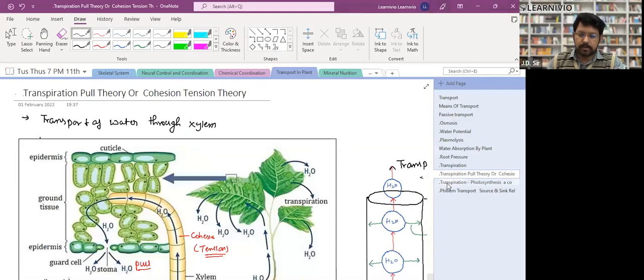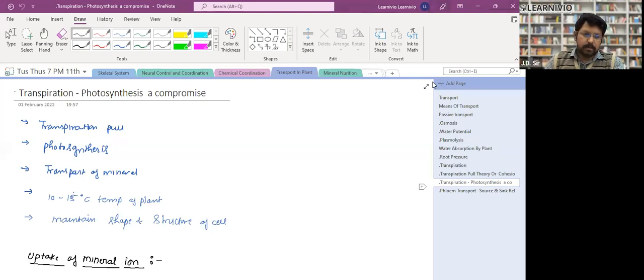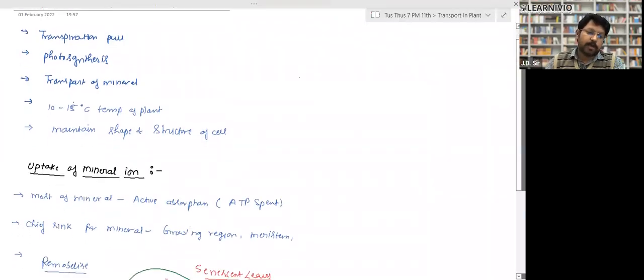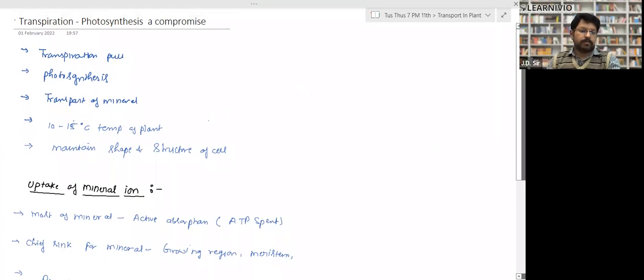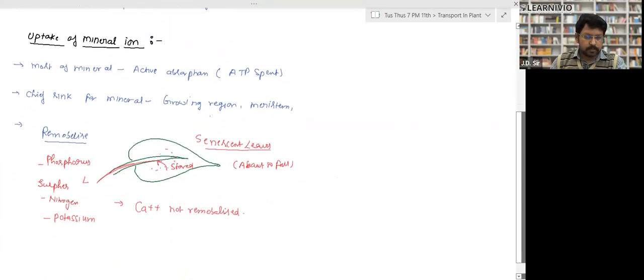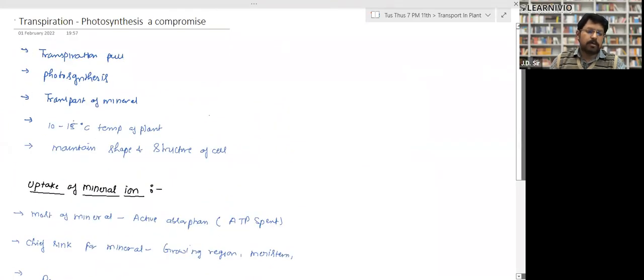Now come to the next: transpiration and photosynthesis, a compromise. So transpiration pull we have understood. We know that photosynthesis is the food formation process. Transpiration pull is responsible for pulling the water, and water is required for photosynthesis. Transport of minerals also takes place through transpiration.